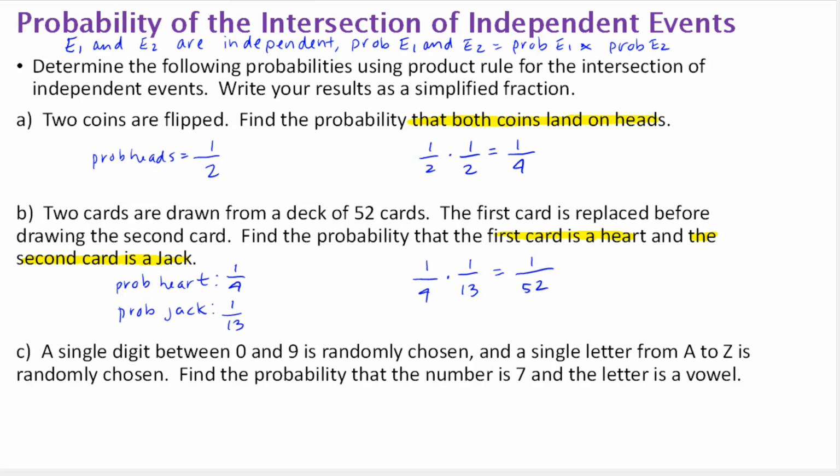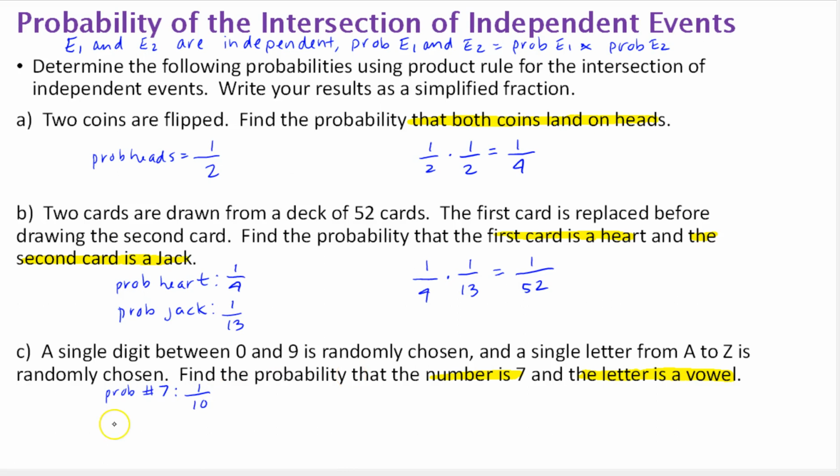Let's look at the last one. A single digit between 0 and 9 is randomly chosen, and a single letter from A to Z is randomly chosen. So those are independent events. Choosing a digit and choosing a letter do not affect each other. So find the probability that the number is 7, and, so that tells us it's an intersection, the letter is a vowel. So we should see for the single digit from 0 to 9, there's 10 possible outcomes. So we want the number to be 7, and one of those 10 outcomes is a 7.